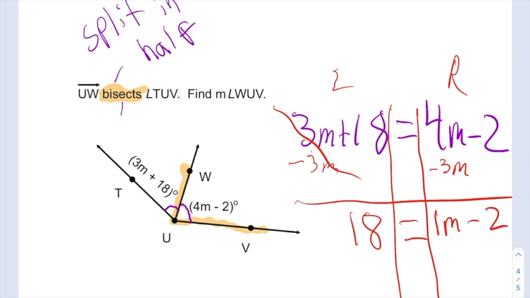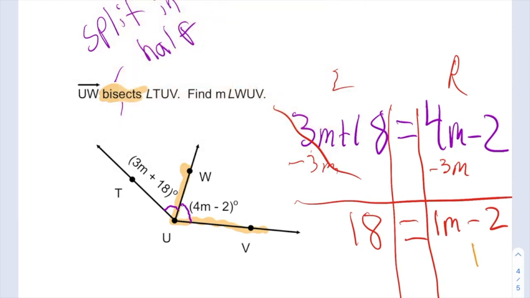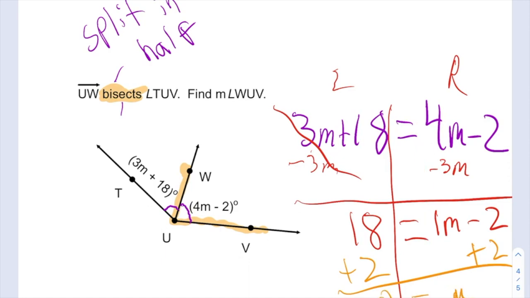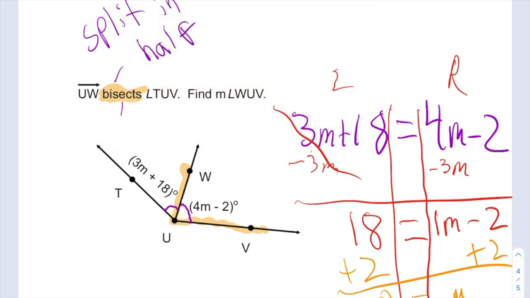Now, to undo subtract 2, again, think about PEMDAS backwards, which is SADMAP. The opposite of subtracting 2 is to add 2. So if I add 2 on the right, I better add 2 on the left. And so I'm going to get 20 equals 1m, or I don't even need that 1 because 1 times anything is itself. I could just say 20 equals m. Again, that's not what the question asked.